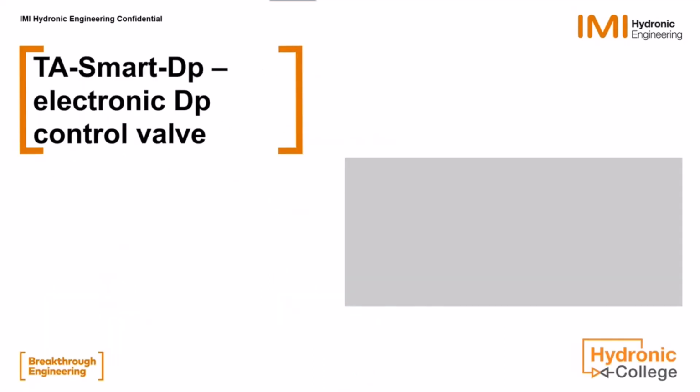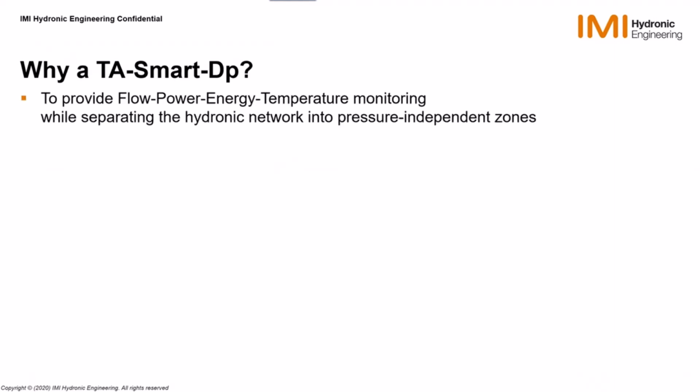Let's look now at TSMR-DP. Well, what is an electronic delta P control valve or an electronic delta P controller? So first, the question is why? Why do we have a TSMR DP? Why did we develop a TSMR DP?